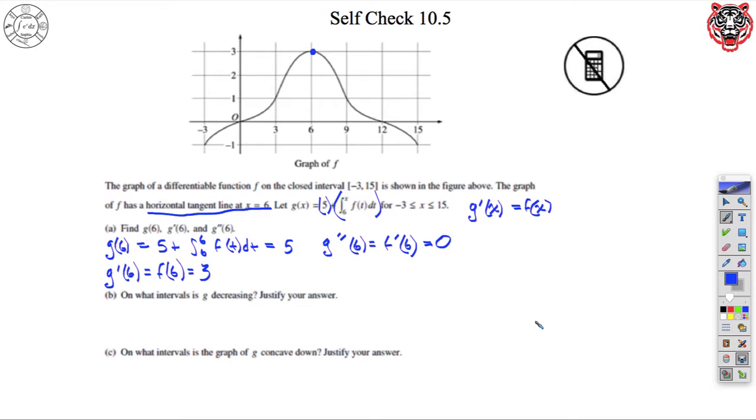Questions on part A? No. Perfect. I feel like I was thinking too much about it, like of the f prime of 6, so I couldn't figure out what to do. But I'm good, and that makes total sense. Perfect, okay.